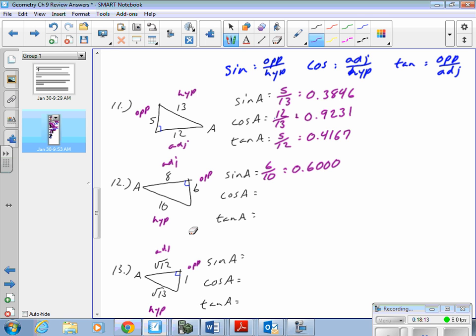Cosine of A is going to be the adjacent side over the hypotenuse. So adjacent is 8, 10 is the hypotenuse. So that's 8 over 10, or 0.8000. And then lastly, the tangent of A is going to be the opposite side over the adjacent side. 6 is the opposite side, 8 is the adjacent, so 6 over 8. And 6 divided by 8 is 0.7500.